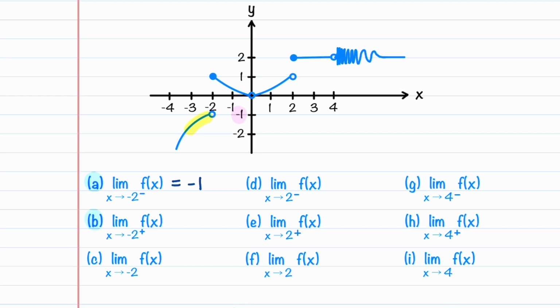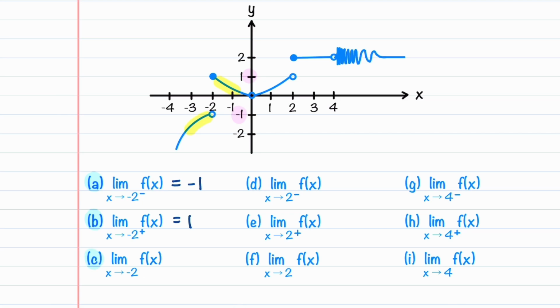For this one, we are also going to take the limit as x goes to minus 2, but we're going to go from the right of minus 2. If we look up at our graph, we're going to go along the function as we approach minus 2 from the right, and you can see that our function value is going to approach 1. So our limit is equal to 1.